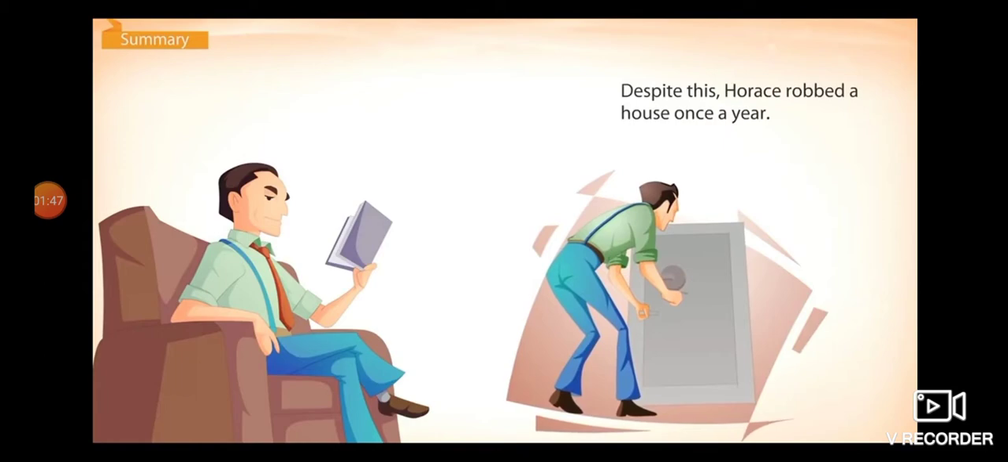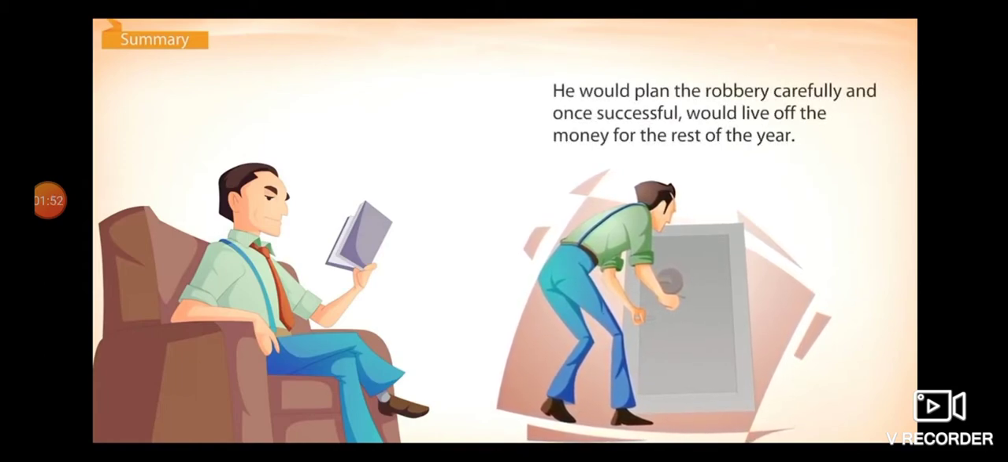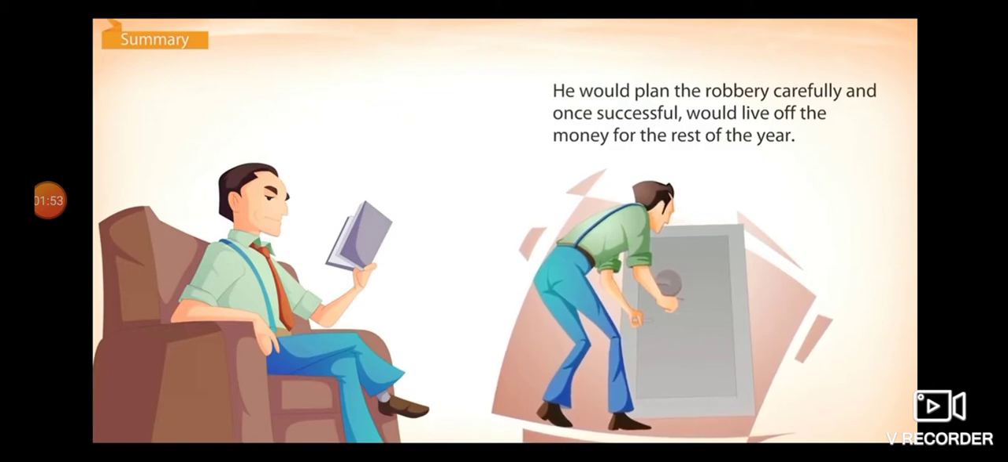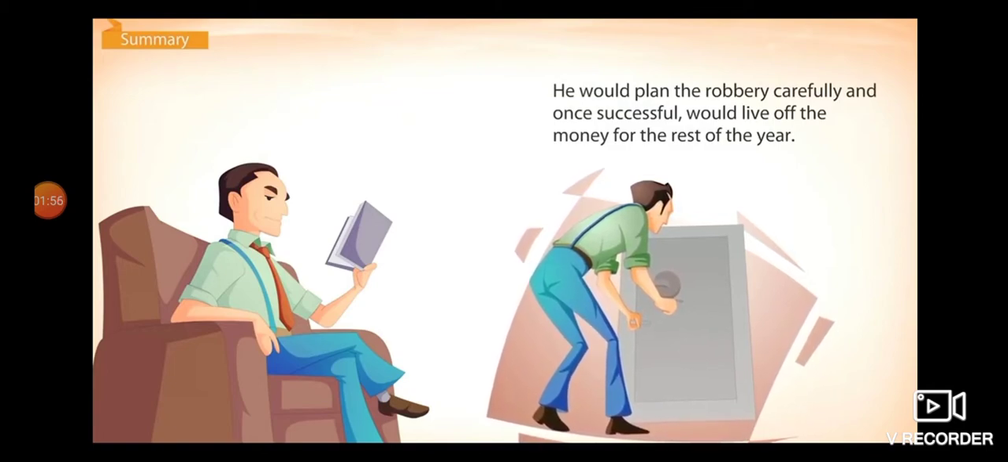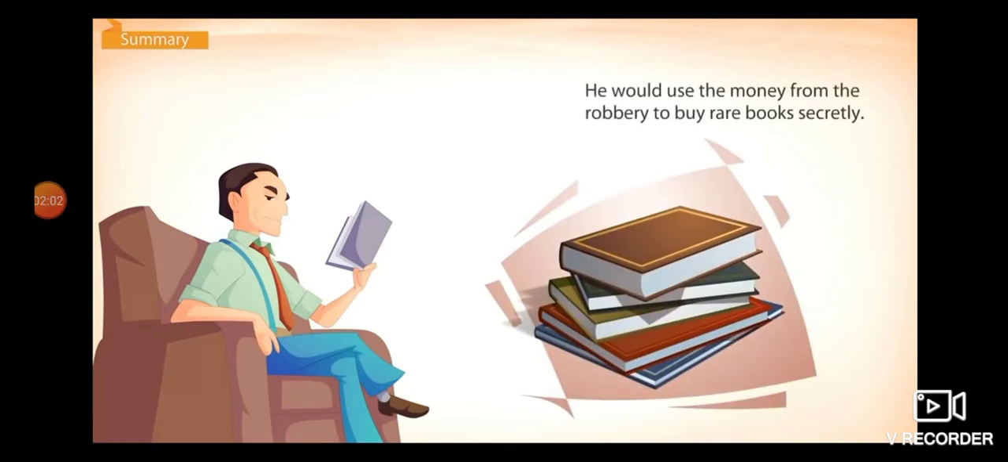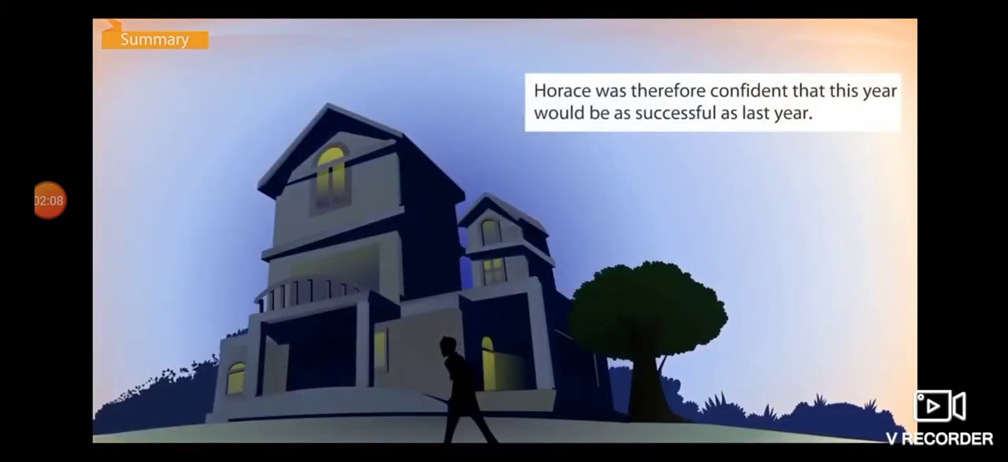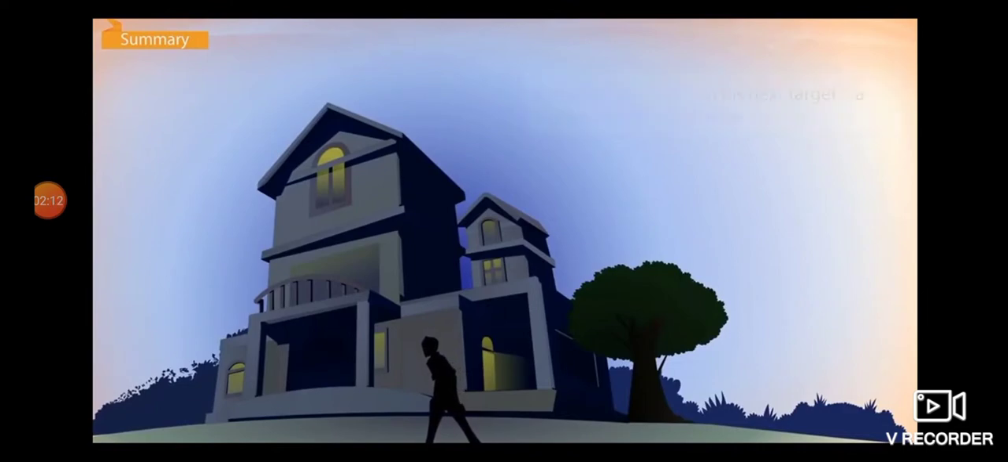Despite this, Horace robbed a house once a year. He would plan the robbery carefully and, once successful, would live off the money for the rest of the year. He had a weakness for rare and expensive books. He would use the money from the robbery to buy rare books secretly. Horace was therefore confident that this year would be as successful as last year.